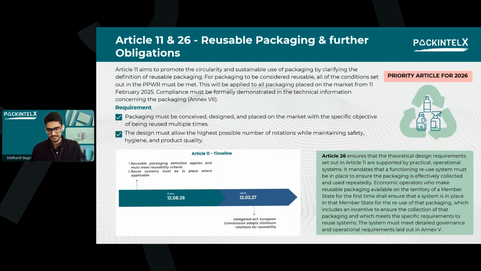The next article, which is relevant for 2026, is Article number 11. So we are right now only focusing on 2026. Article 11 is for reusable packaging. And in our experience, working with companies, we have seen that there are not so many sales packaging which are actually in reusable format. There can be exceptions with, let's say, coffee cups and some bowls in service packaging, which are in reusable format. But so far, we have not seen so many reusable packagings in the market.